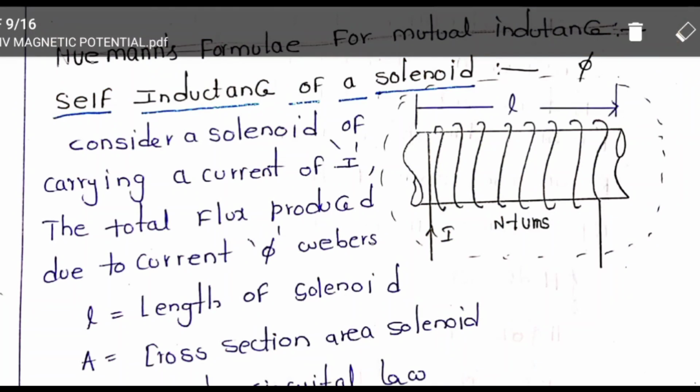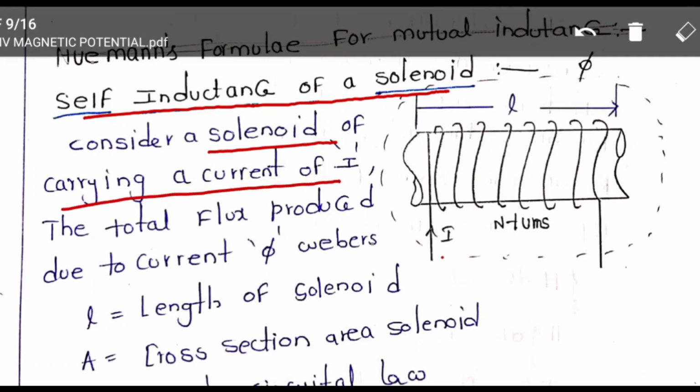We can use another formula for the self-inductance of a solenoid, that is Ampere's circuital law. We can use the line integral of H dot dl equal to I. Consider a solenoid carrying a current I. Assume that the solenoid has n number of turns. I is the current flowing in this solenoid. The total flux produced due to the current is phi webers. L is the length of the solenoid, A is the cross-sectional area of the solenoid.